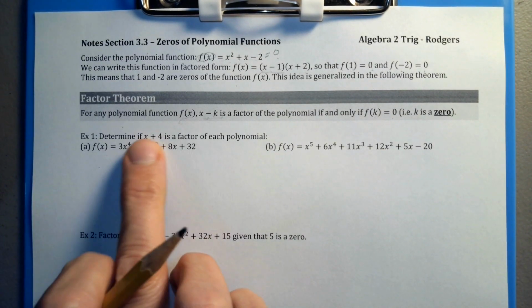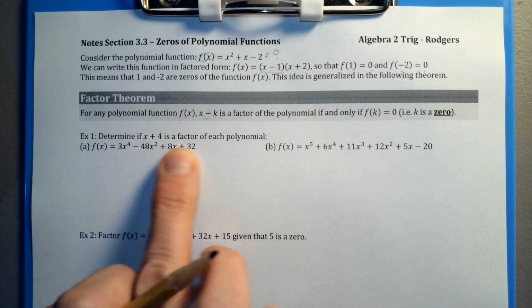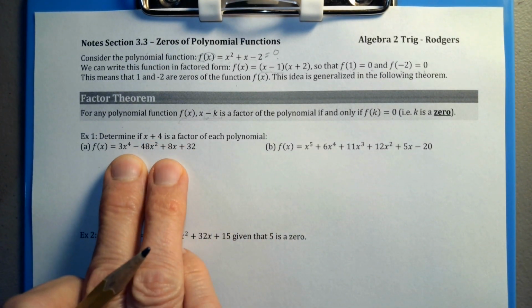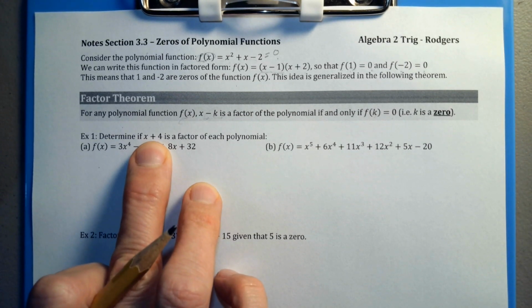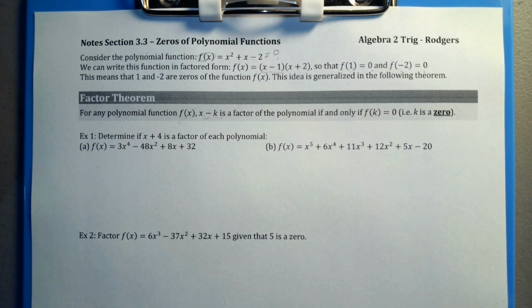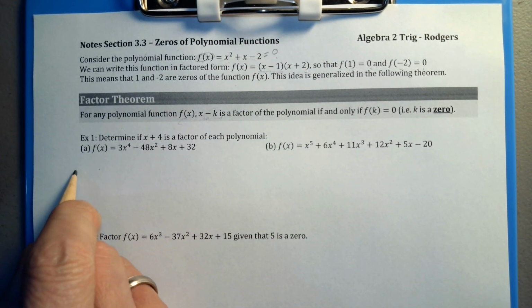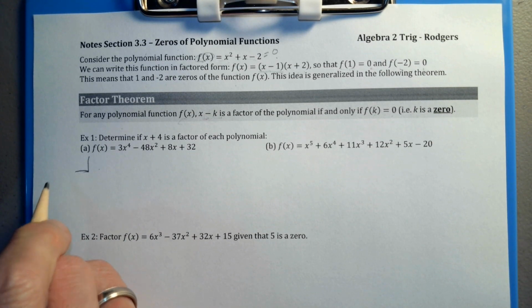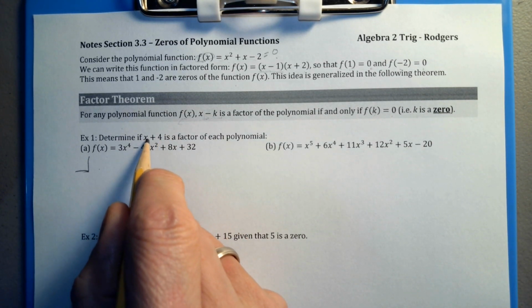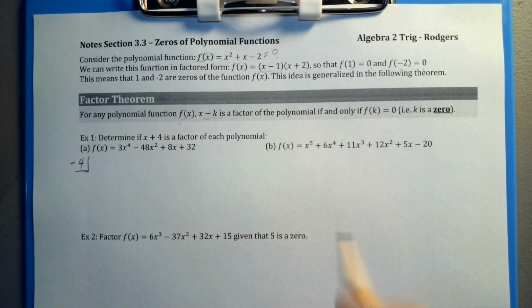All right, determine if the binomial x plus 4 is a factor of this polynomial. So how would we know if that is a factor? Well, we would divide and hope that the remainder would be 0. Let's use synthetic division. What goes in the box out in front when we do synthetic division? Dividing by x plus 4, it's going to be the opposite of that, negative 4.